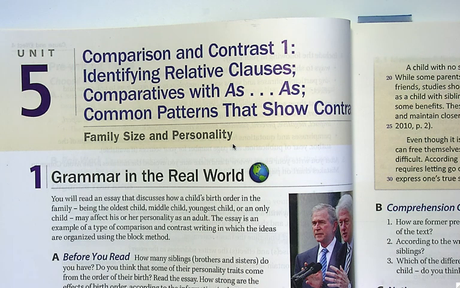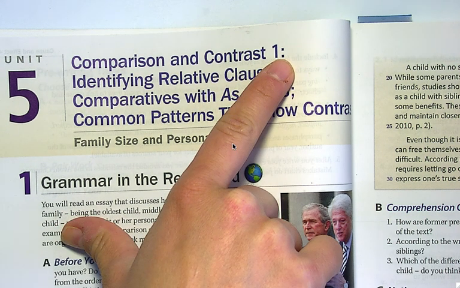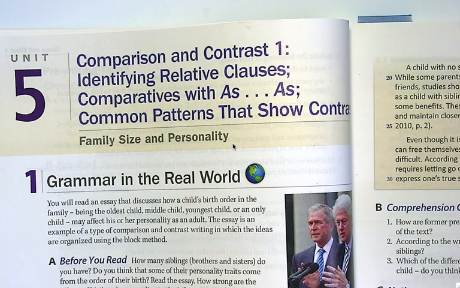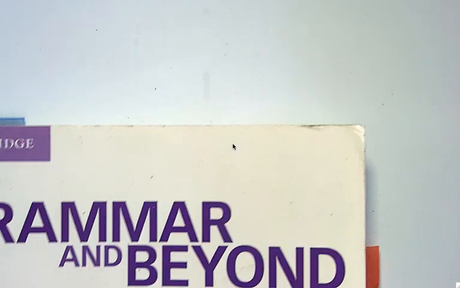Everyone. Today we are talking about comparison and contrast grammar. This is the first unit in our comparison and contrast grammar. We're in Unit 5 in our Purple Grammar and Beyond book.